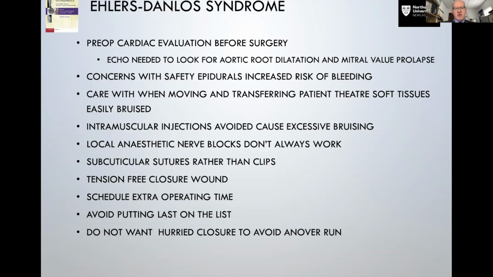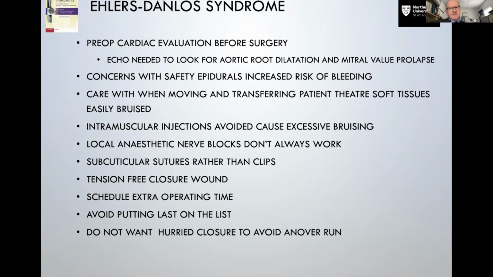Care is needed when moving and transferring the patient from the theatre because the soft tissues are easily bruised. Intramuscular injections should be avoided because they can cause excessive bruising. Local anesthetic nerve blocks don't always work. Because of the poor skin healing and scarring, it's recommended that clips should be avoided in these patients, and subcuticular sutures for skin closure should be used. You need a tension-free closure of the wound.